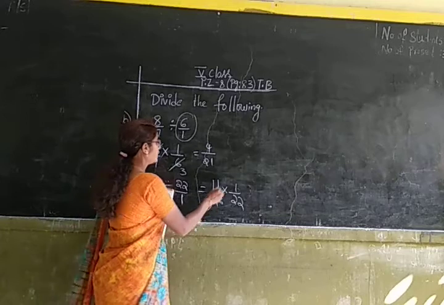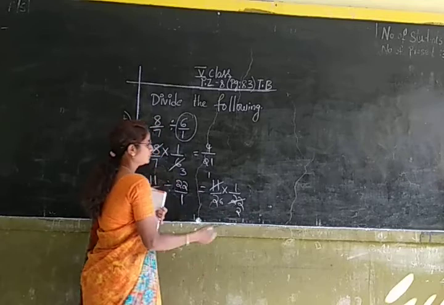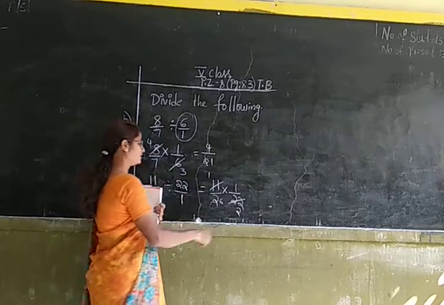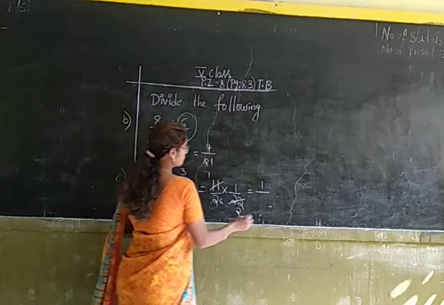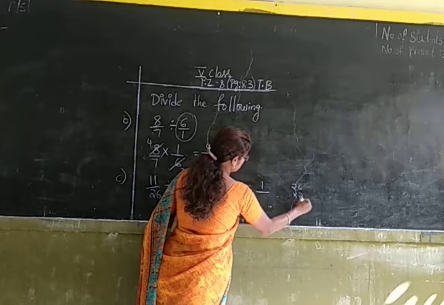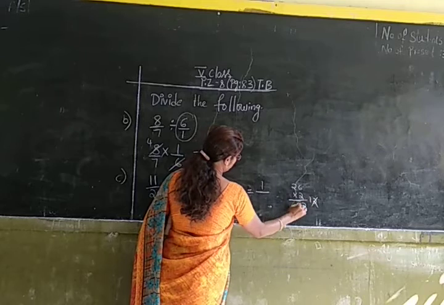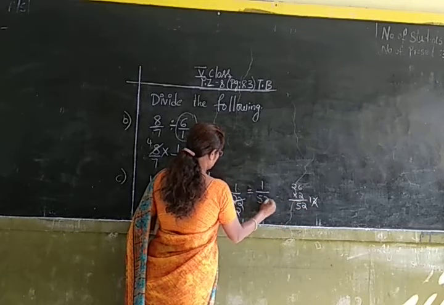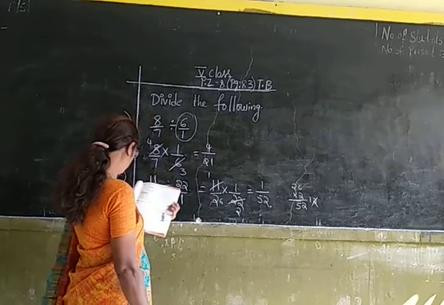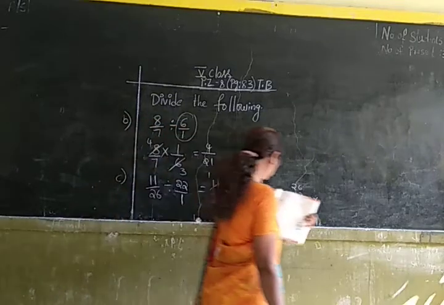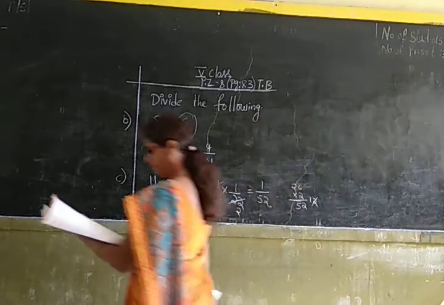Okay children. 11 table goes in 11 one time, and 11 table goes in 22 two times. Now I have reduced the fractions. Now I am multiplying the fractions. 1 one is 1. So 26 into 2. 2 sixes are 12, 2 twos are 4 plus 1 is 5. So it is 1 by 52.